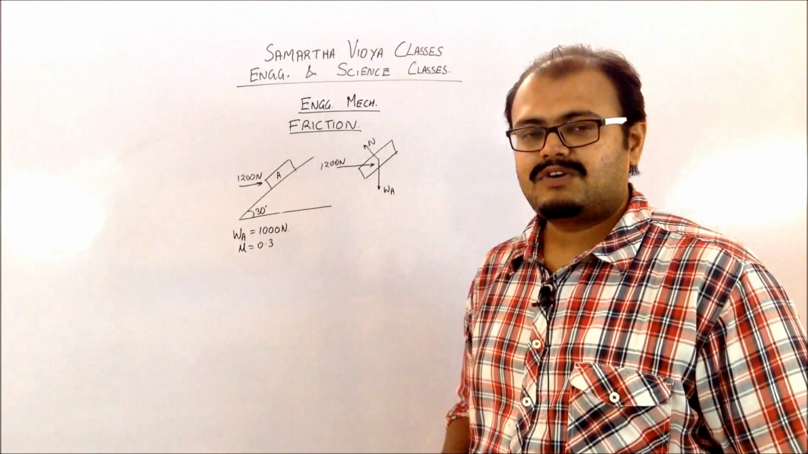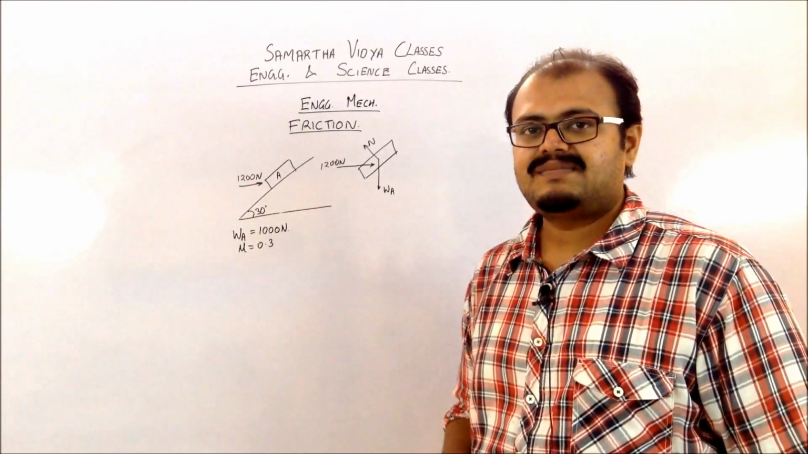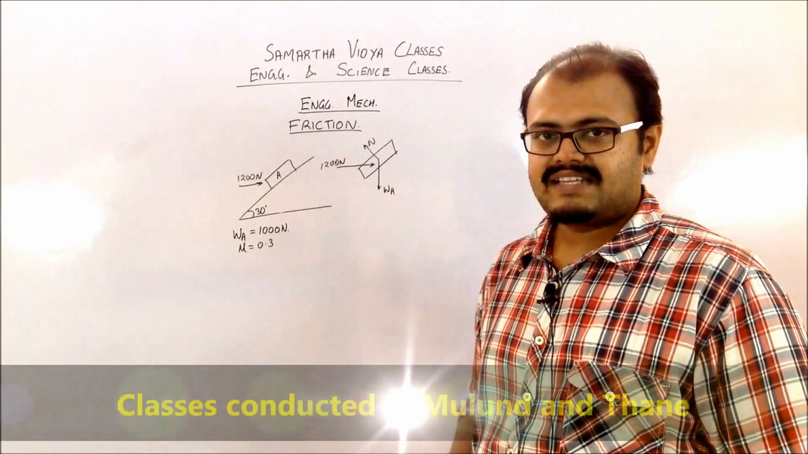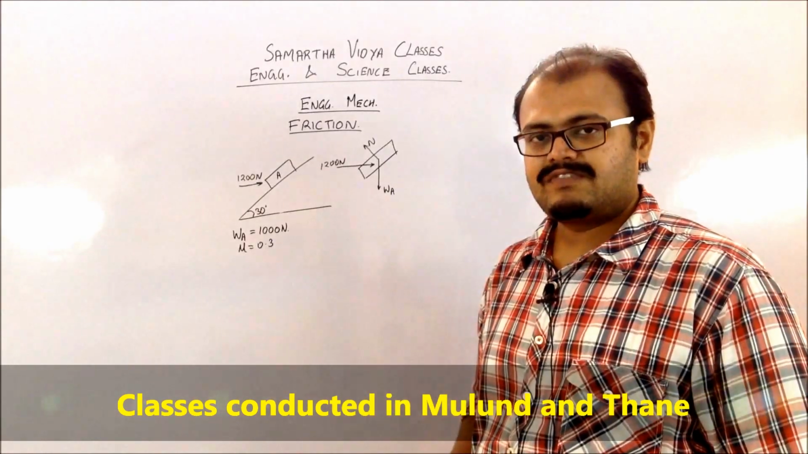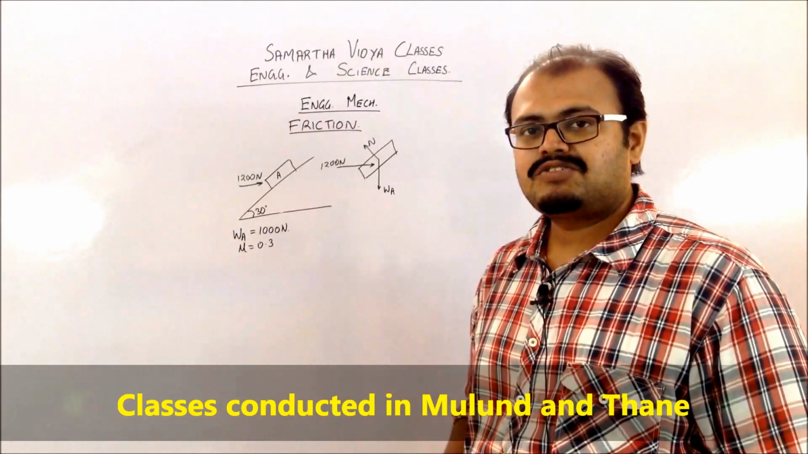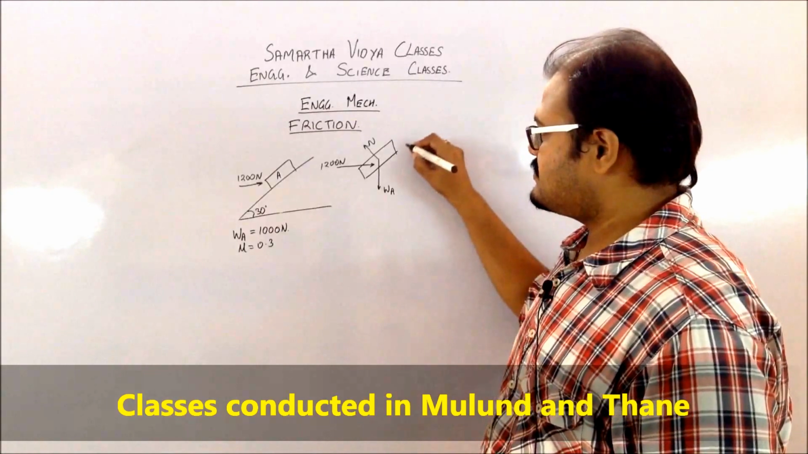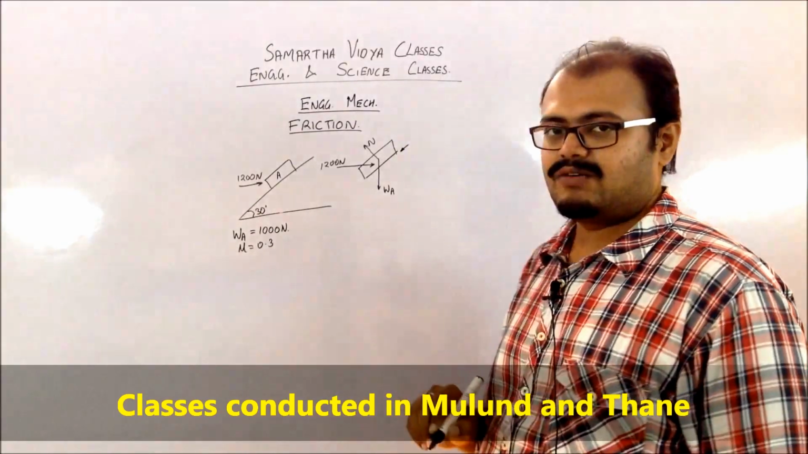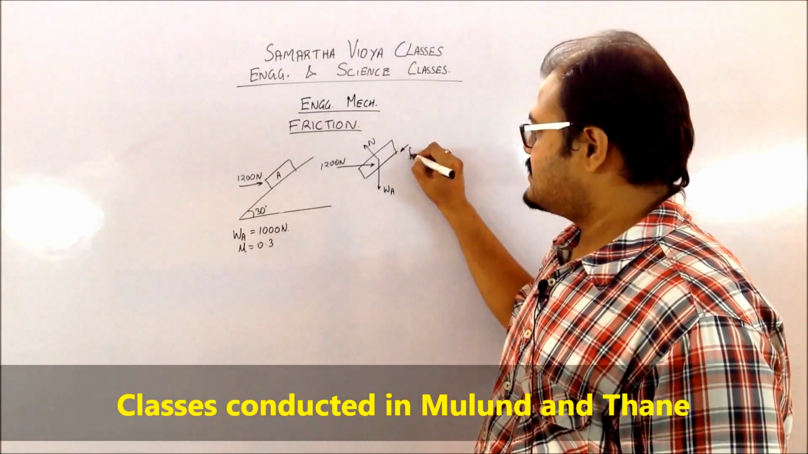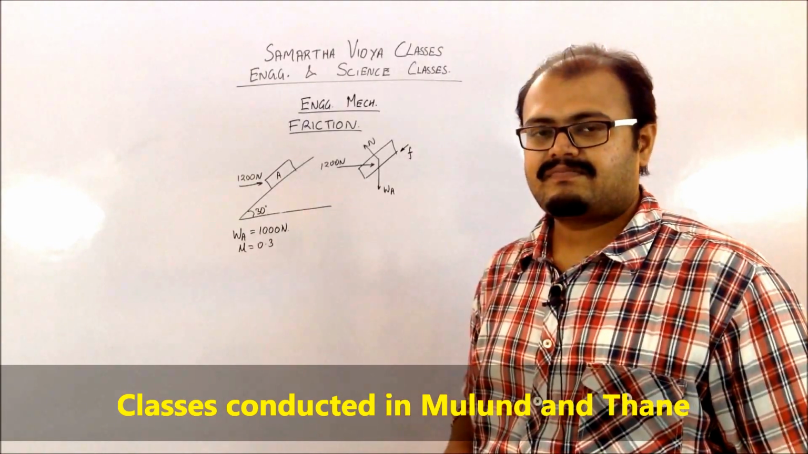So in this case we have to make some assumption. So let us assume that my A is moving upwards. So if A is to move upwards, that means that the frictional force should be downwards. So let us consider this as my F.